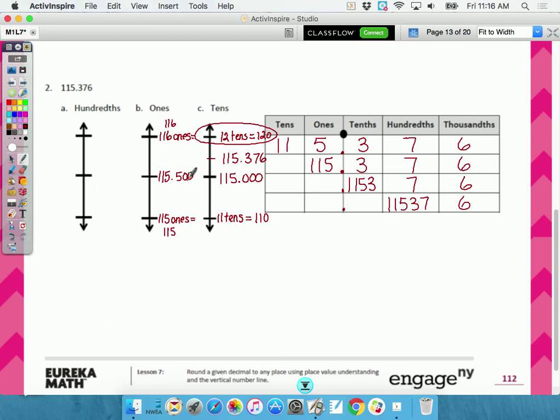115 and 500 thousandths, 115 and 376 thousandths. Is that above or below the midpoint? Below. So we're going to circle 115. Okay, so check your number line.